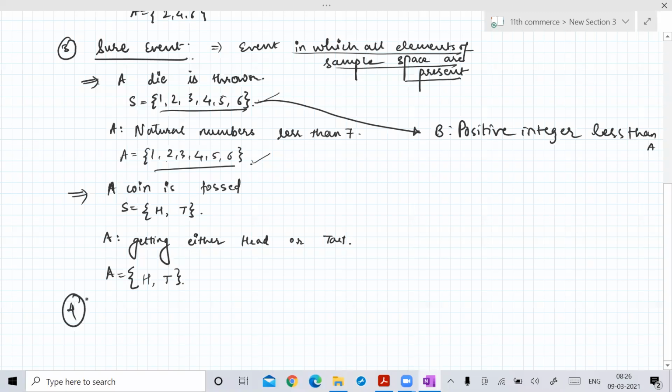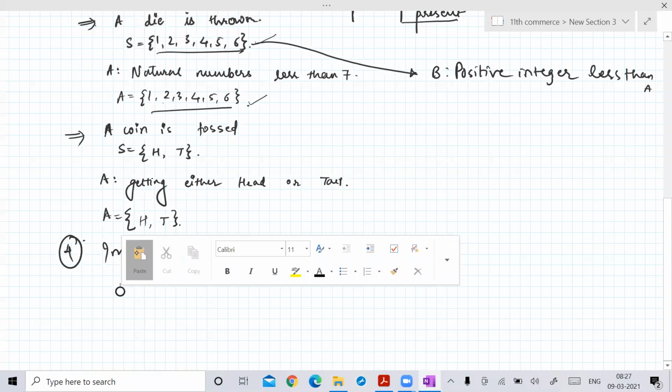Fourth, impossible event. Now consider the same example. Consider an example of a die.